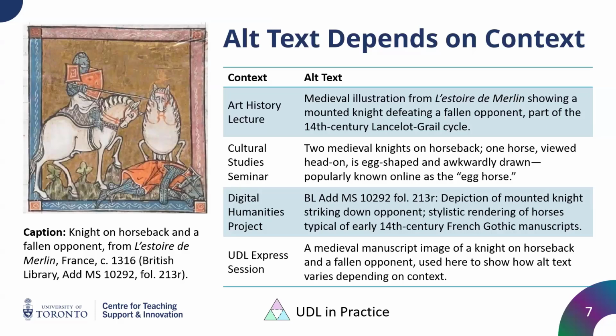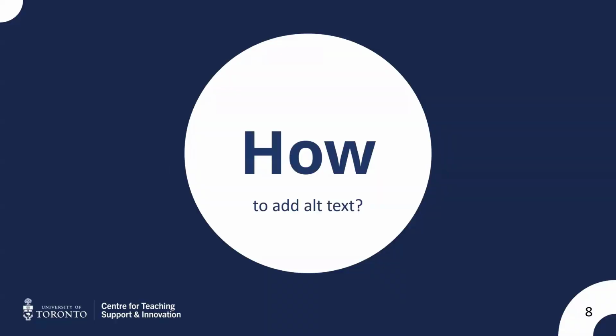And finally, for our UDL Express session, our context is different. So the alt text may be a medieval manuscript image of a knight on horseback and the fallen opponent, used here to show how alt text varies depending on context. Do you see how each of the alt texts is somewhat related, but is geared differently depending on what our context is, what is the function and meaning, and why this image is included here? Let's move on to how to add alt text.